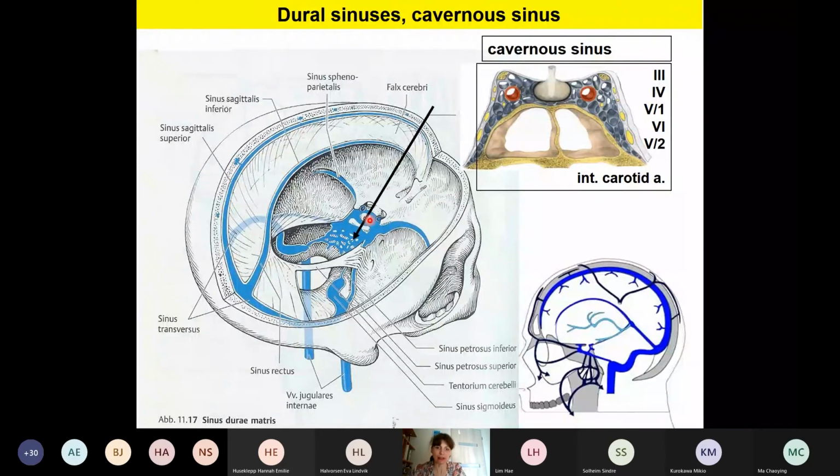You will learn about it in detail in the practices, but as you can see here, it surrounds the pituitary gland and is located on both sides of the body of the sphenoid bone. And the carotid artery runs through, and also lots of cranial nerves. So clinically, it's a very important space. It has a connection to the ophthalmic veins and the pterygoid plexus as well.